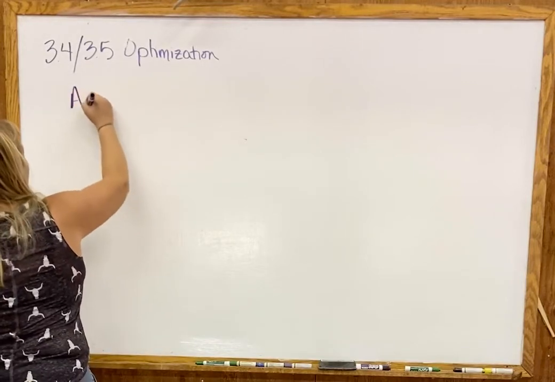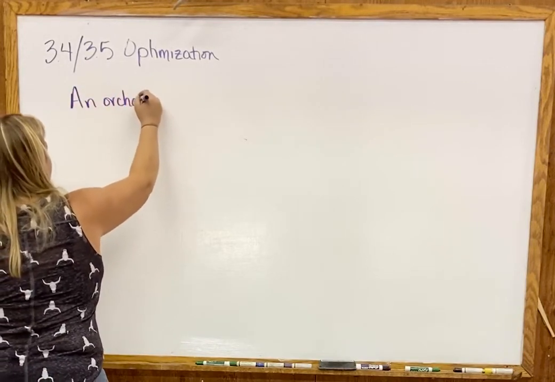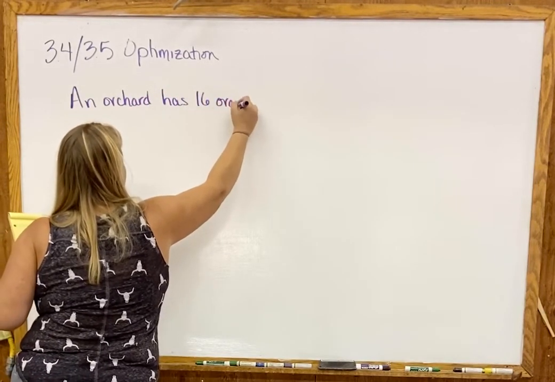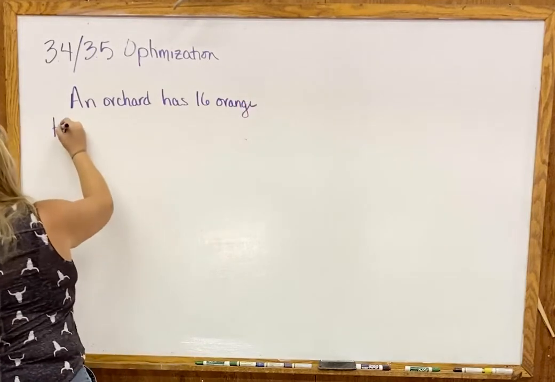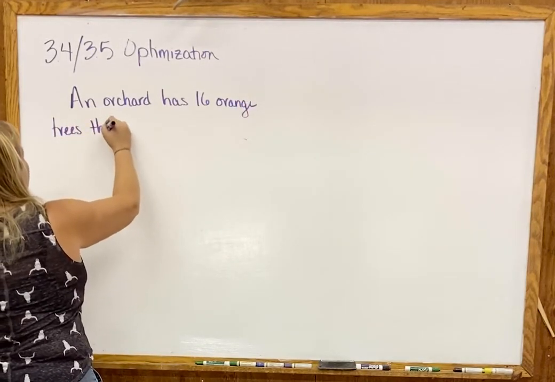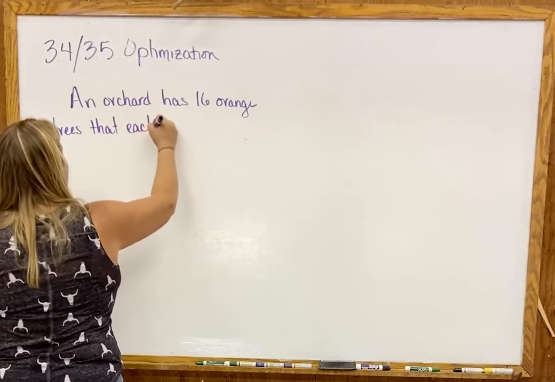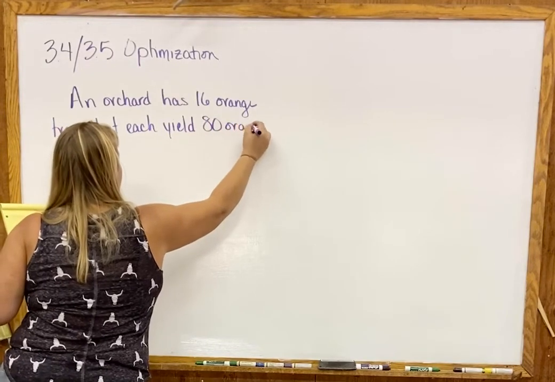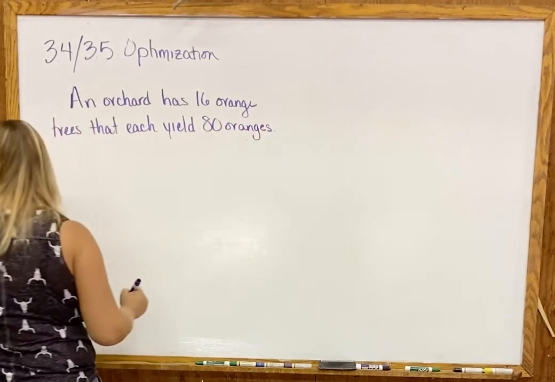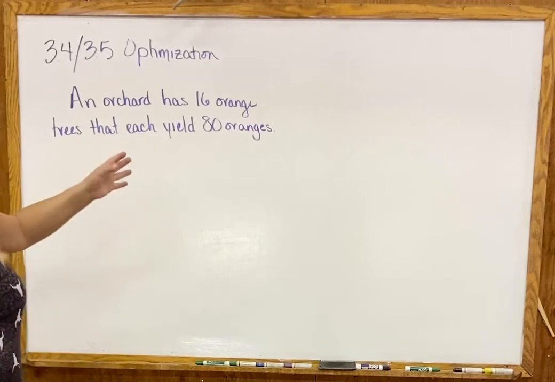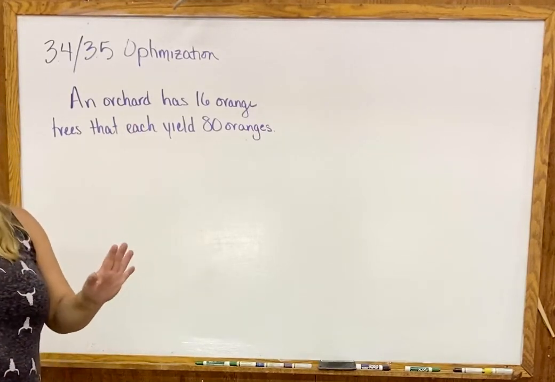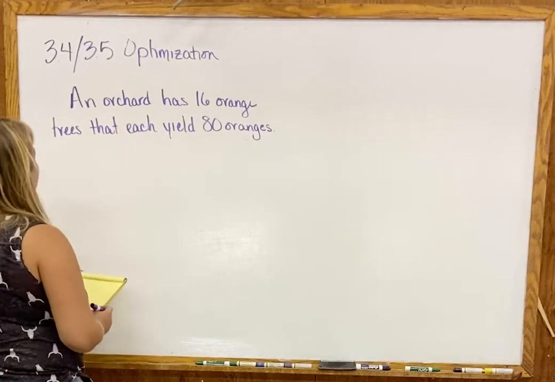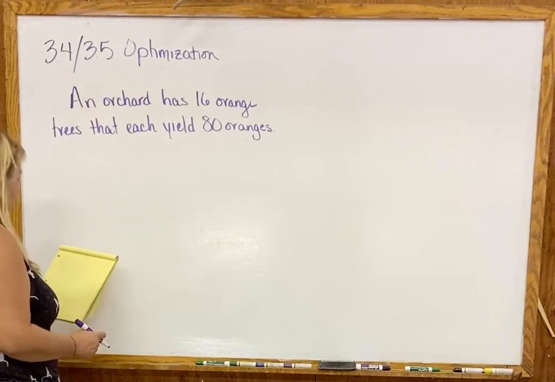So, an orchard has 16 orange trees that each yield 80 oranges. So obviously this isn't a very big orchard and it's not very many oranges, but we're just going with this because the numbers work out nicely, okay? So an orchard has 16 orange trees that each yield 80 oranges.